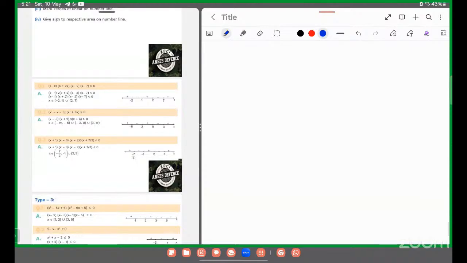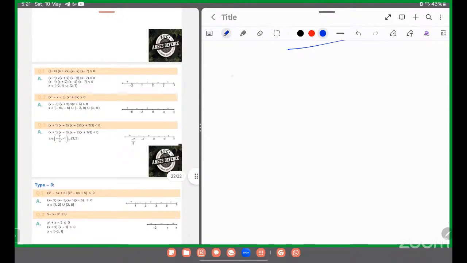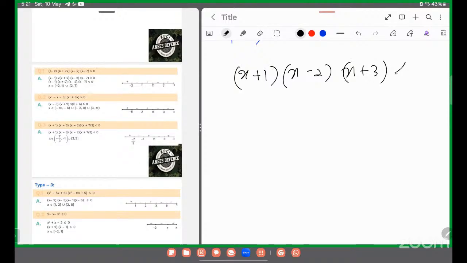For example, the wavy curve method. Any idea about the wavy curve method? Here you can see one equation, 1 minus x. We can take a simple one. For example, if you write (x plus 1)(x minus 2)(x plus 3) less than 0.